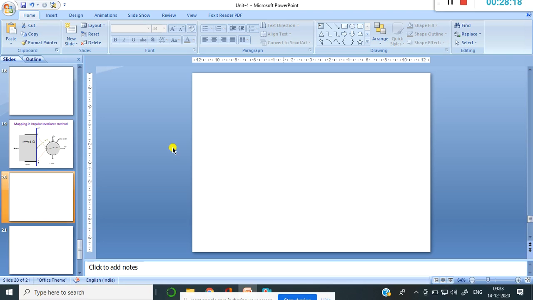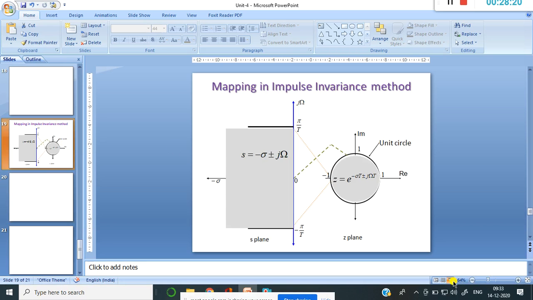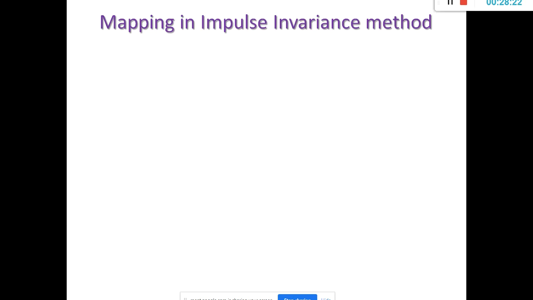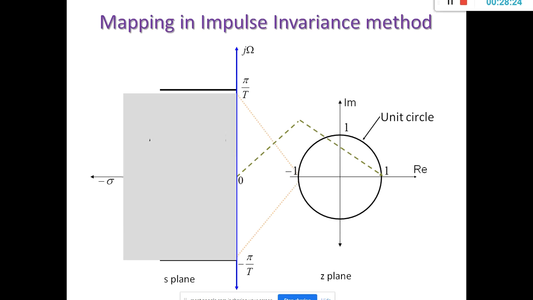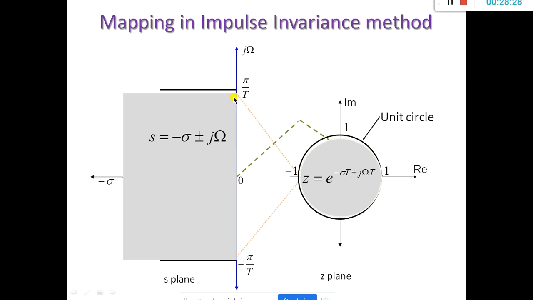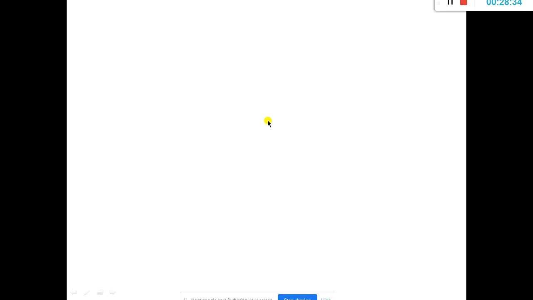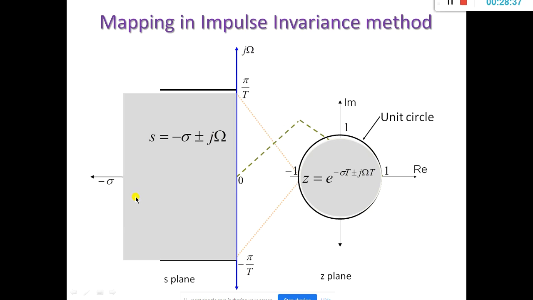This is the way we try to represent it here. This is the mapping of the impulse invariance method from the s plane to the z plane. This is where my frequency components are going to be mapped, from the s plane to the z plane. Is this clear, guys? Any doubts here? Any doubts?